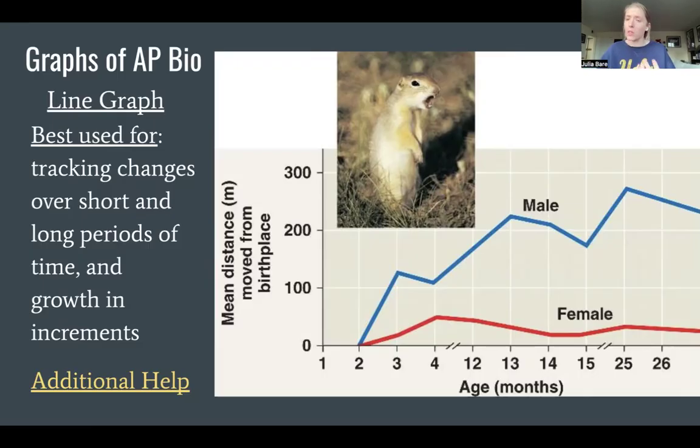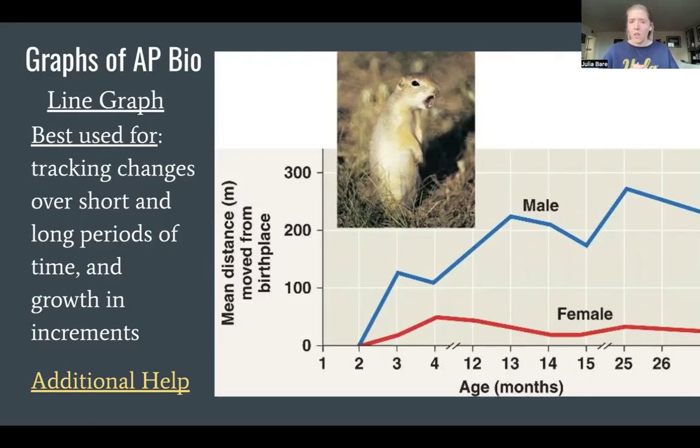So if you were thinking about the story that this graph tells, right? You're a detective, you're figuring out what is the story. You might look at this data and you might say, okay, well, this tells me that female gophers or female prairie dogs don't move as far from their birthplace after they're born. Males tend to move farther from their birthplace.